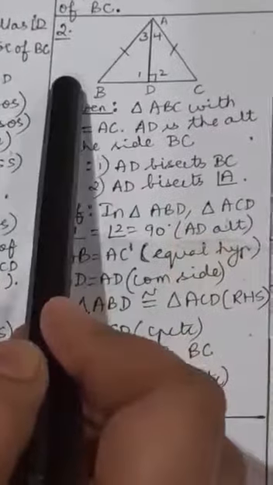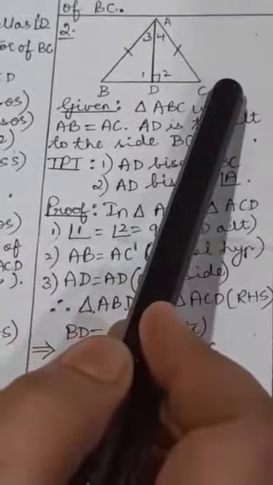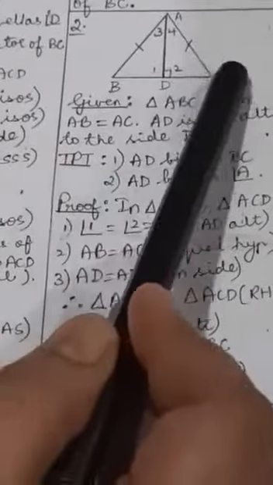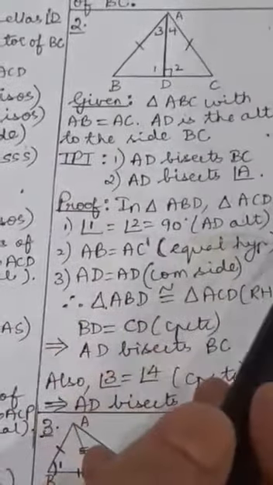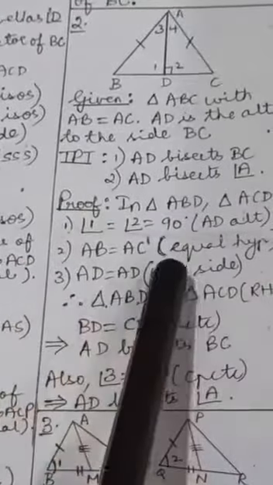AD bisects BC, meaning AD divides BC into two equal halves, which again means we need to prove that BD is equal to CD. So when you prove that BD is equal to CD, that means BC is cut into two equal halves. So that way you will prove that AD bisects BC.